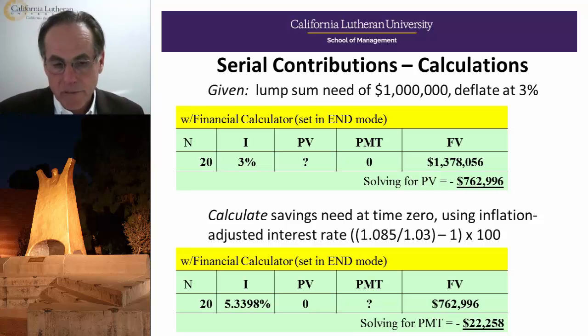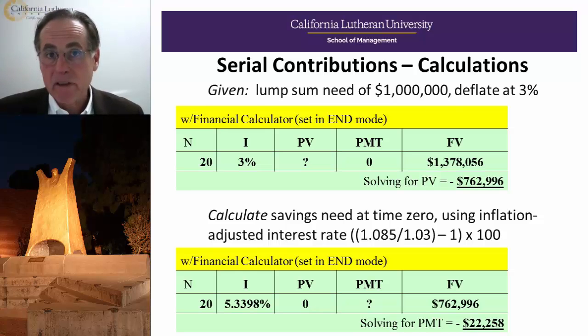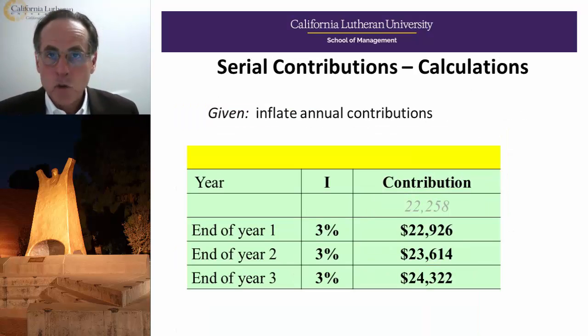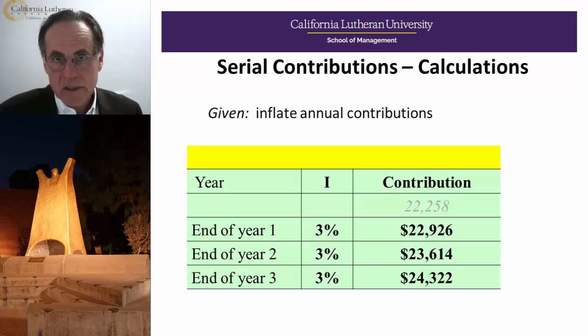In this case, there's 0 savings, 20 years until retirement, and now we've got 1.085, that's an 8.5% reinvestment rate, right? Divided by 1 plus the inflation rate, 1.03. That gives us, in this case, a discount rate of 5.3398. Solving for the payment, we come up with 22,258. Now, 22,258 is at time 0. But if the investment is made at the end of the year, like we're assuming, we need to inflate that by 3%.